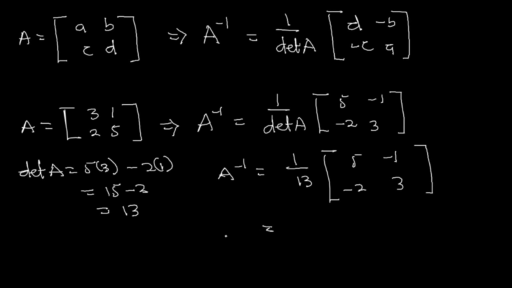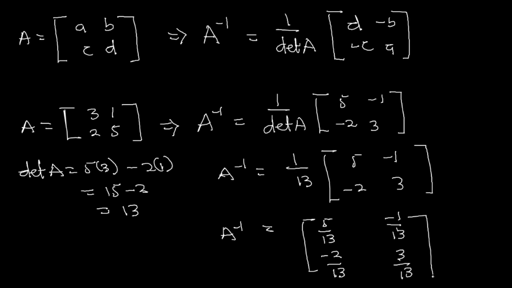So our A inverse is simply 1 over 13 multiplied by 5, which gives us 5 on 13. Then 1 on 13 multiplied by -1 gives us -1 on 13. Then 1 on 13 multiplied by -2 gives us -2 on 13. And then 1 on 13 multiplied by 3 gives us 3 on 13. So this becomes the inverse of the matrix A. Let's have a look at another example.